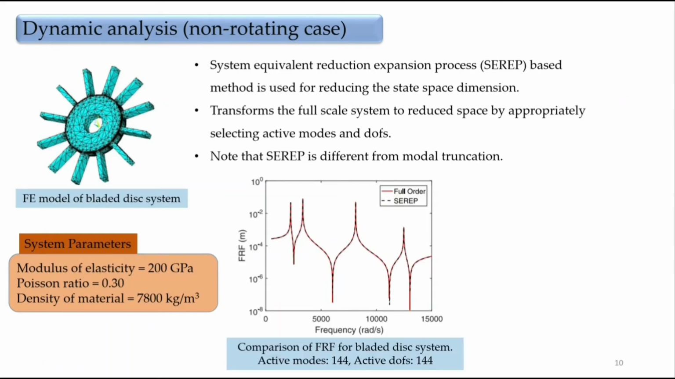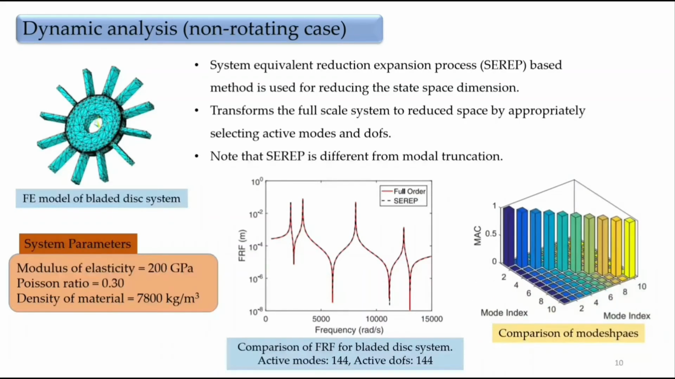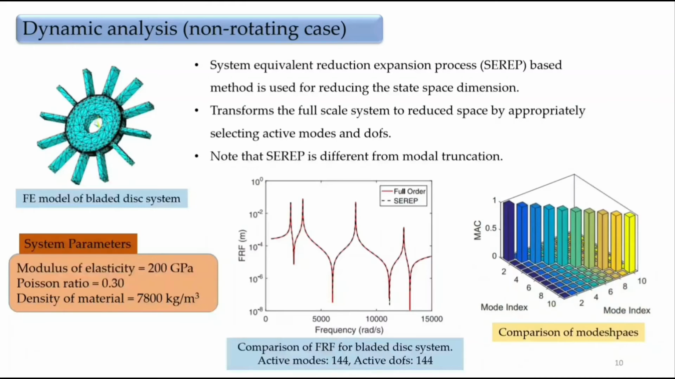Next, we have compared the FRF of the system obtained through ACREP with the full order model, and for that we have taken just 144 active modes and 144 active degrees of freedom, and we can see a very good match has been observed. To compare the mode shapes, the MAC value has been plotted. It can be seen that the diagonal values are close to 1. It highlights the fact that modes obtained through the ACREP based framework are matching very well with the full order analysis.